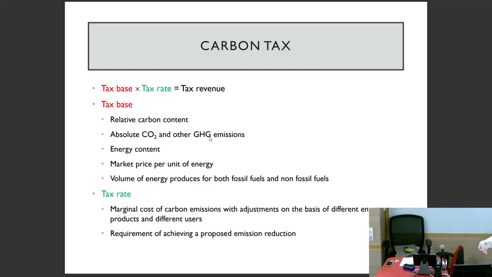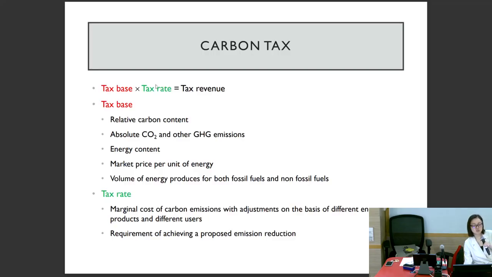By burning a certain kind of fossil fuel, it will emit a certain amount of carbon dioxide and greenhouse gas emissions, using those emission factors. So the more you emit, the more you pay. Or the energy content, how much energy you consume, maybe based on kilowatt hour or kilojoule, the amount of energy. Or the market price per unit of energy, or the volume of energy produced, for both fossil fuel and non-fossil fuel. So these are some bases for calculating the carbon tax.